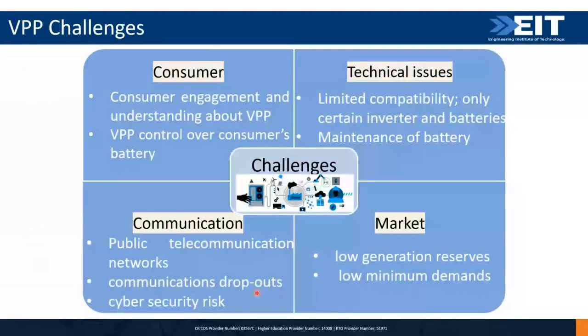And when some data is not transferred, as you saw, the VPP operation will be adversely impacted. From a study, it was found that on average between 5 and 8% of data is not transferred through the internet in VPPs. In the case of communication, another problem is, of course, cyber attack. From the market perspective, the growth of VPP causes a low generation reserve and low minimum demands.